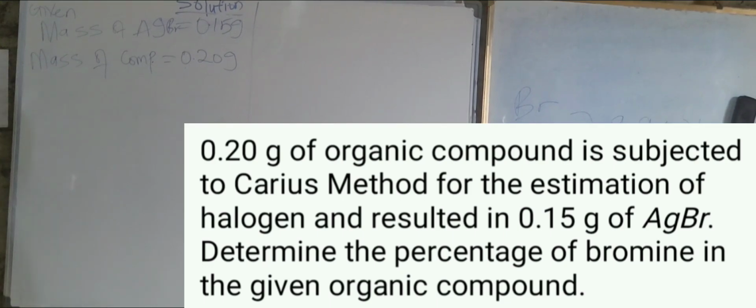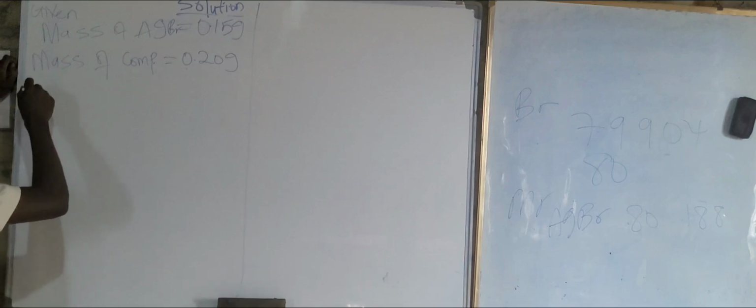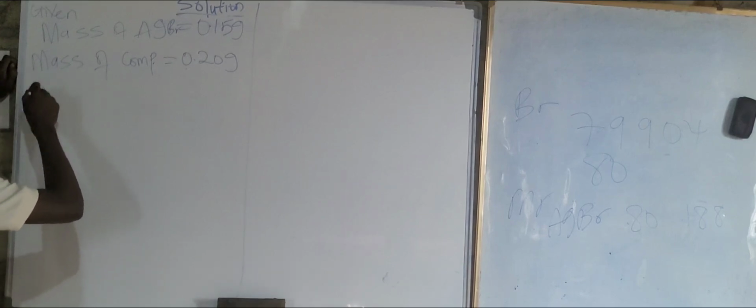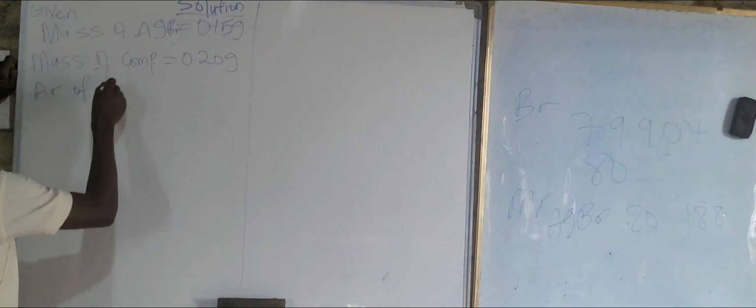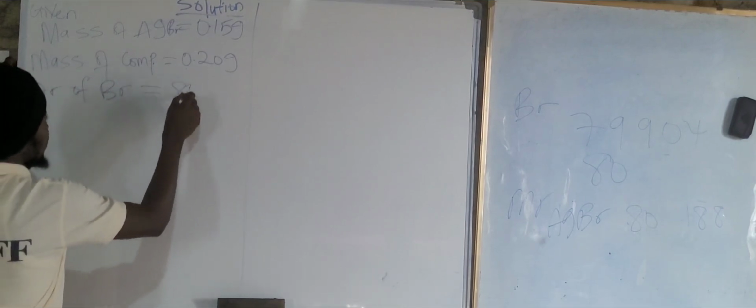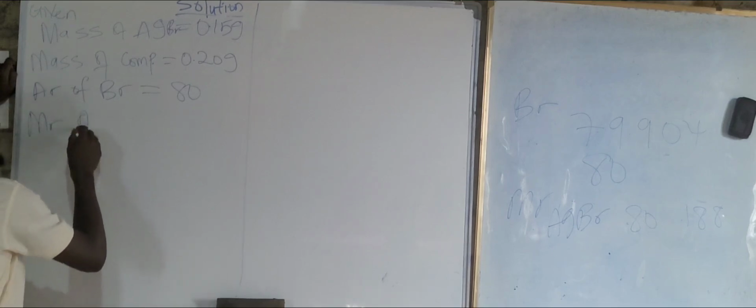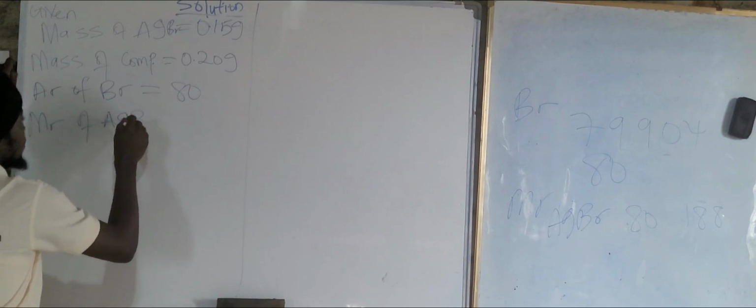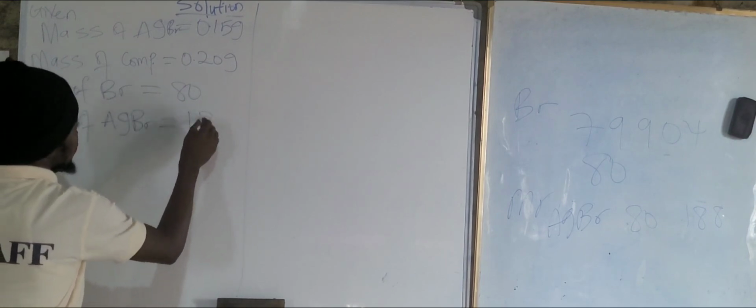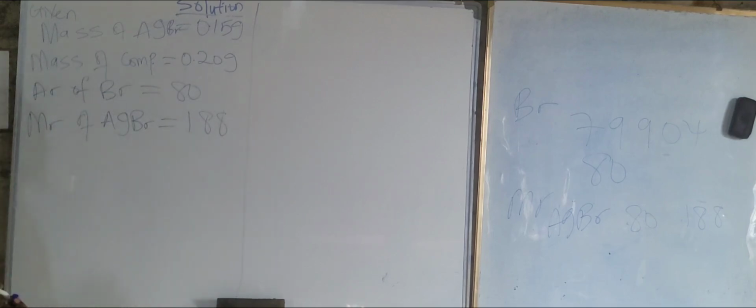This one is just as straightforward. First, we have collected the data. Next, look for their molar masses and atomic masses. All the units are given in the question. The atomic mass, Ar of bromine, is equal to 80. Then the molar mass, Mr of the compound, is equal to 188.